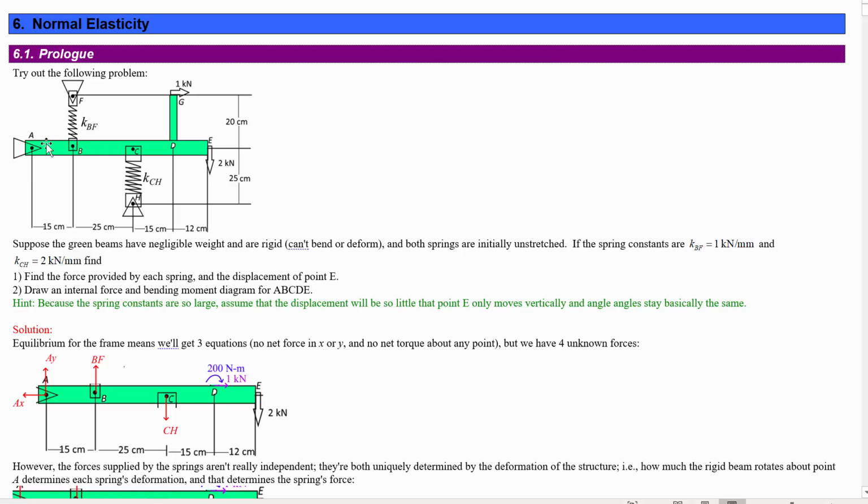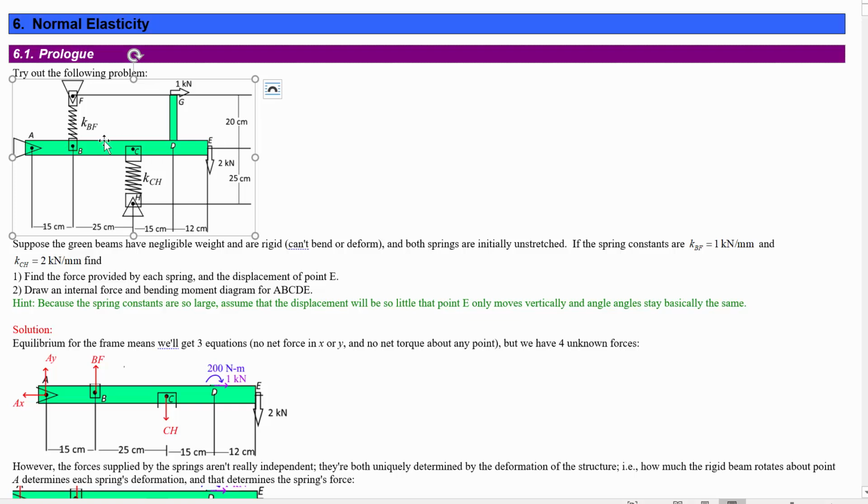Hello and welcome to FlexPDE topic number 6, normal elasticity. The first of 4 different topics on elasticity we're going to do, the other 3 being shear, bending moments, and torsion. Okay, so this first one, let's start off with this problem.